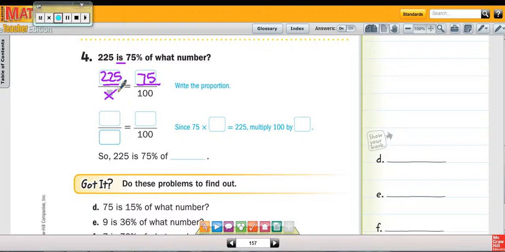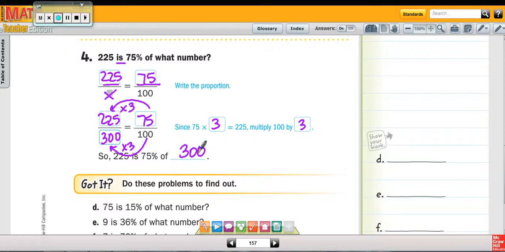Can I get from 75 to 225? Yes. So how do I get from 75 to 225? Times 3. So whatever I do to the top, I have to do to the bottom. Since 75 times 3 is 225, we'd multiply 100 by 3, which tells me that 225 is 75% of 300. Is that reasonable?